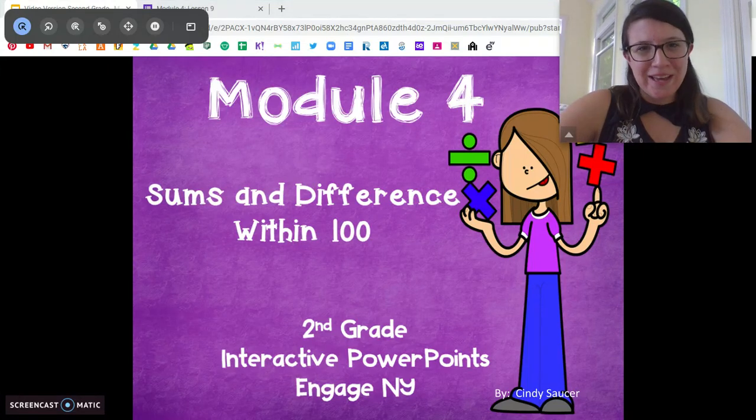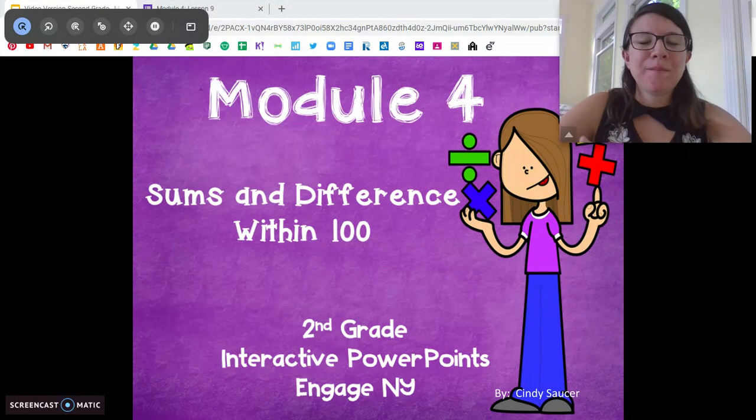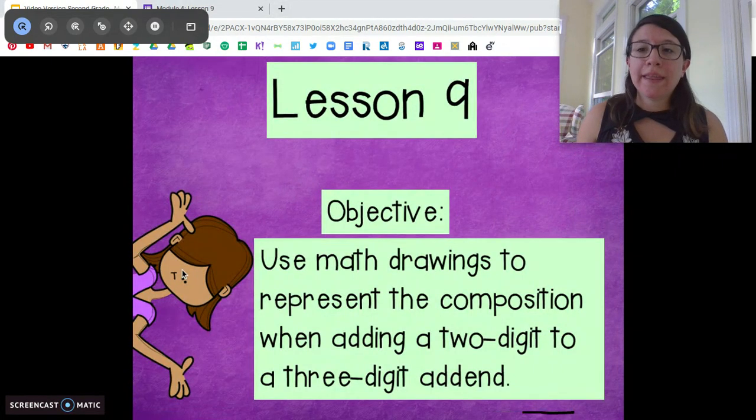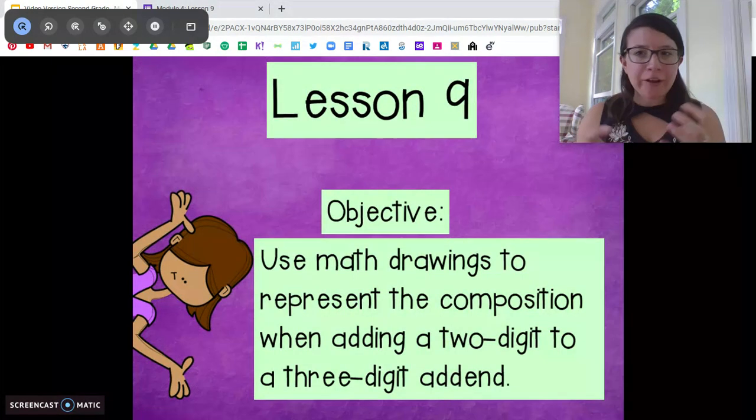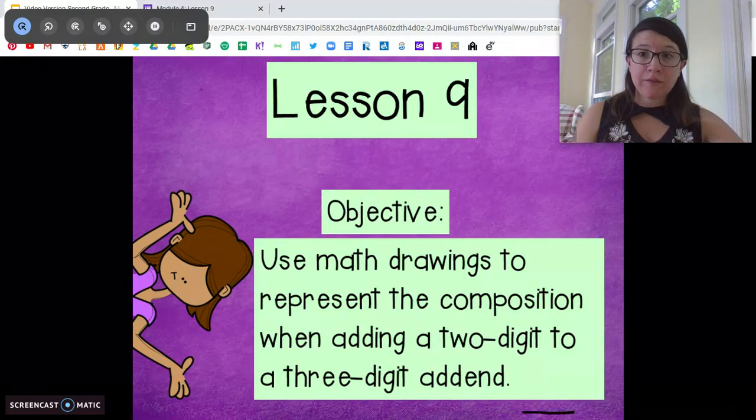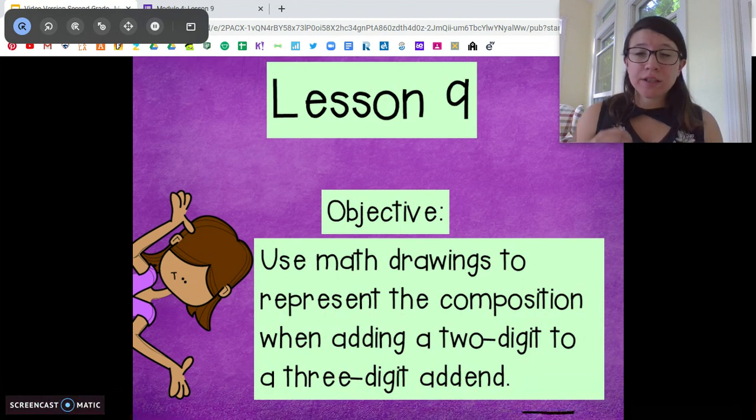And welcome to your next math lesson. I'm Miss Diorio from Citizenship Academy, and we are moving on to lesson 9 today. So in this lesson, we're going to compile or put together everything we've been working on with the vertical method of adding. And instead of using our place value discs, we're just going to use drawings today.